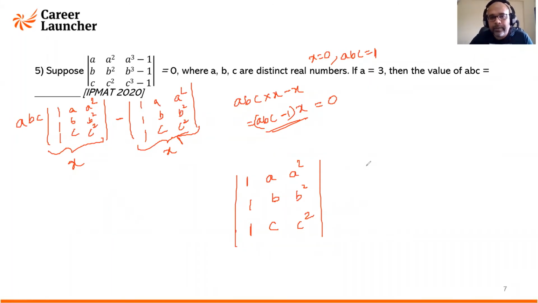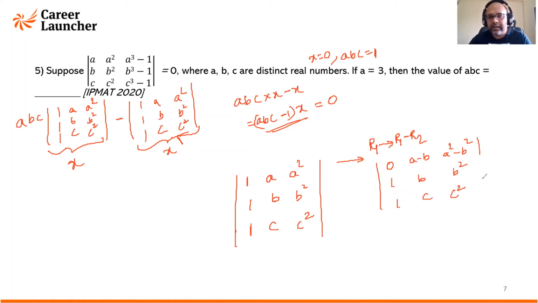So what will I do? First, I will write R1 as R1 minus R2. So what will I get quickly? 0, A minus B, A square minus B square. Then I'll get 1, B, B square, 1, C, C square. Again, the property of determinants allows me to do this without changing the value of the determinant. Please refer to the property of determinants.